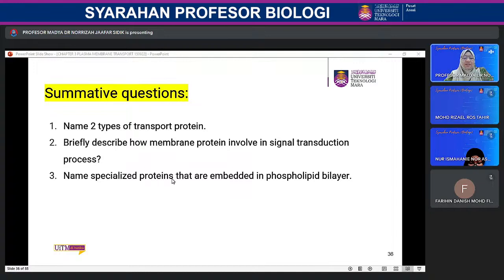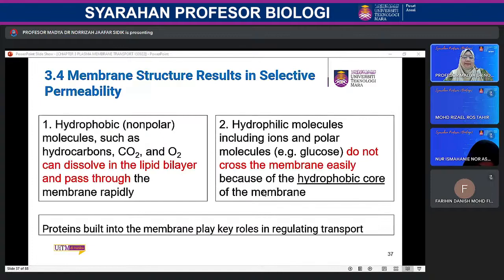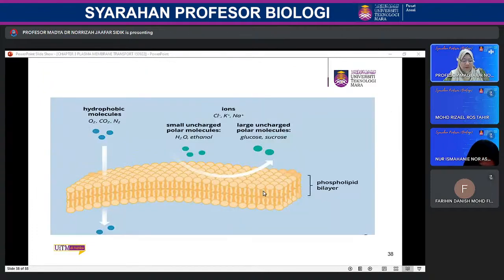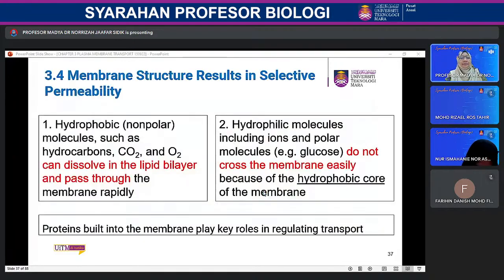Name specialized proteins that are embedded in the phospholipid bilayer, and describe their functions. Remember the names of the specialized proteins that are embedded in the phospholipid bilayer. So try to answer all these questions. Okay, I will continue with these lectures on the topic of membrane structure results in selective permeability.